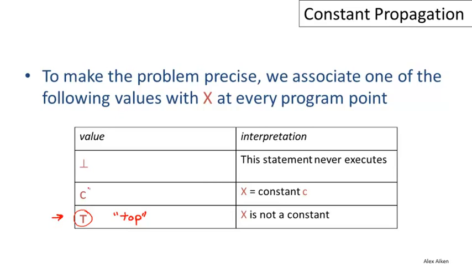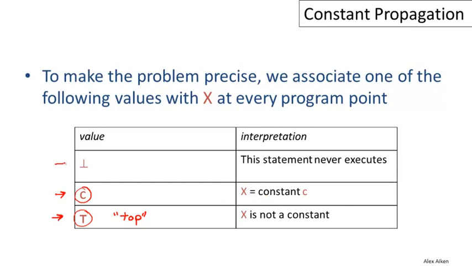Now, another possibility is that we will say that x is some constant c. So this is a particular constant. And if we say that x is a constant c at a program point, that means, in fact, at that program point, we believe or we have proven that x is always that constant.